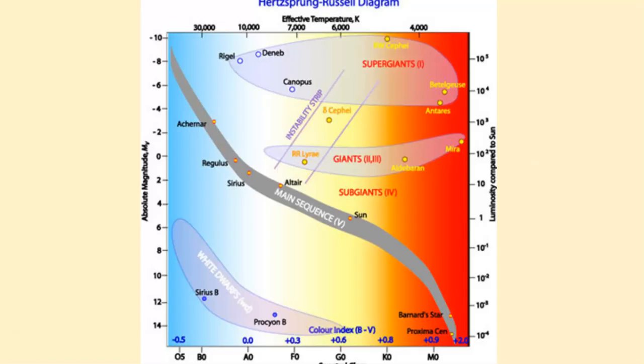And there's yet another HR diagram right there that gives you the location of white dwarfs, giants, supergiants, and subgiants as well. And there are some of the more popular stars that you know about, like Betelgeuse and Rigel, which are easy to find there.